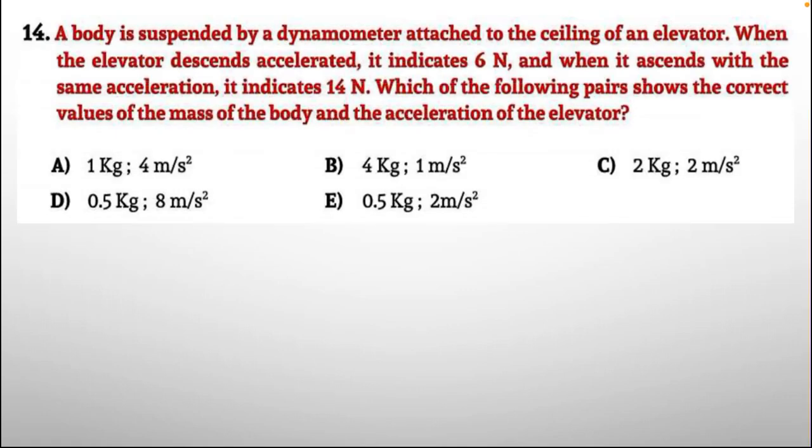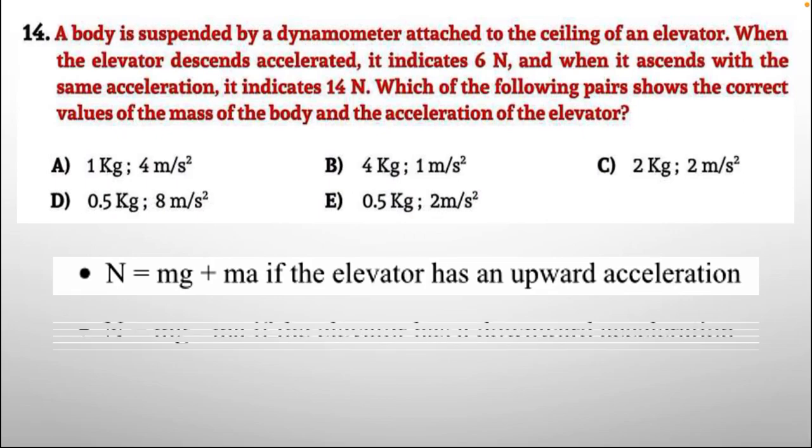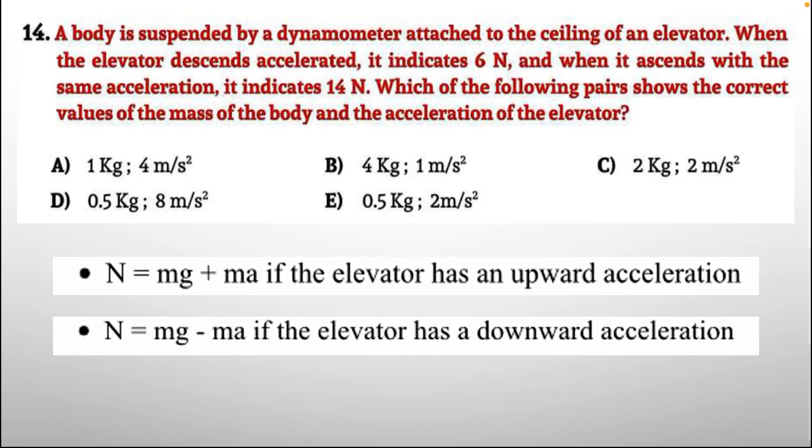Question number 14. A body is suspended by a dynamometer attached to the ceiling of an elevator. When the elevator descends accelerated, it indicates 6 Newton, and when it ascends with the same acceleration, it indicates 14 Newton. Which of the following pairs shows the correct values of the mass of the body and acceleration of the elevator? Options are given below. N equals mg plus ma if the elevator has an upward acceleration, so it has the acceleration as well as the gravity with the mass. N equals mg minus ma if the elevator has a downward acceleration.